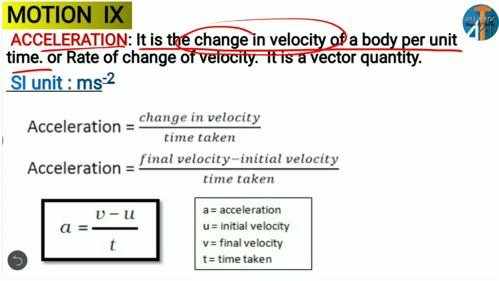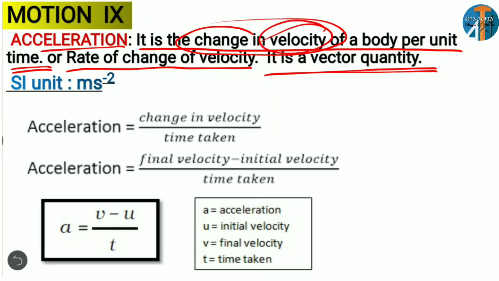So what is the definition for acceleration? It is the change in velocity of a body per unit time, or you can give another definition: rate of change of velocity. It is a vector quantity. Why is it a vector quantity? We are taking velocity, right? Velocity is a vector quantity, so acceleration is also a vector quantity. The SI unit is meter per second square.